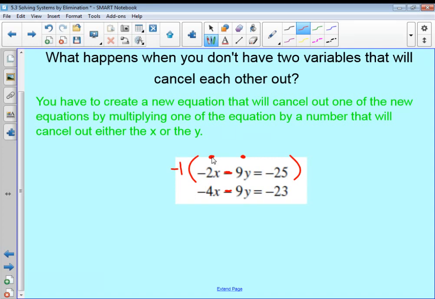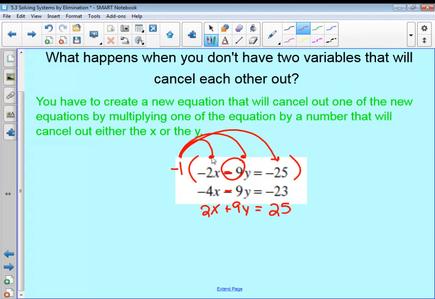So what you are probably thinking is, I'm going to do -1 times -2, which would give me a positive 2x. Okay, -1 times a -9 gives me a positive 9y. And a -1, yes, we take this clear out to that also, because I'm changing the entire equation. Notice how I put the whole equation in a parenthesis. So -1 times -25 gives me a positive 25.